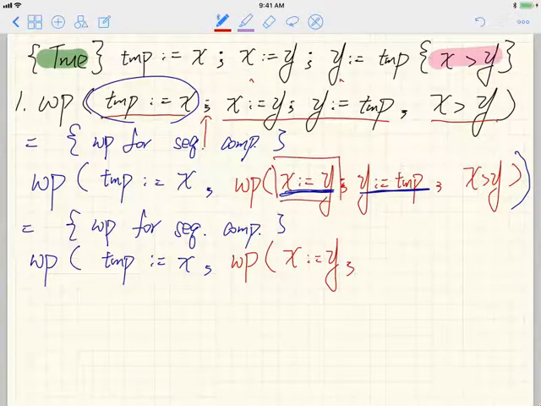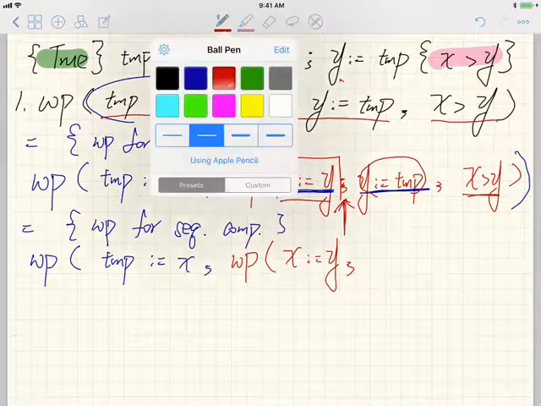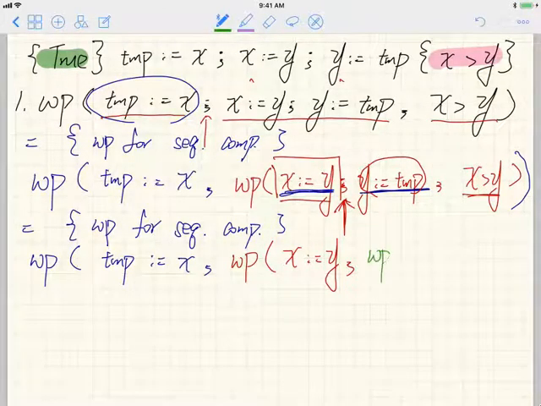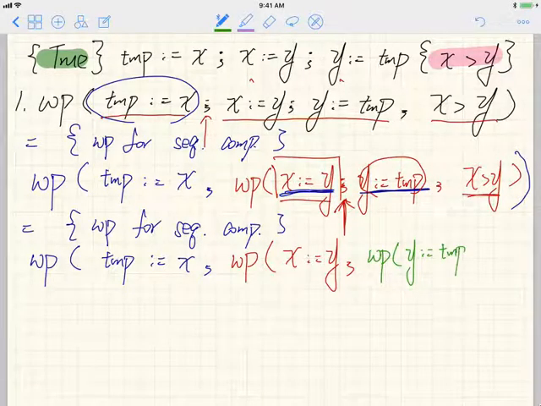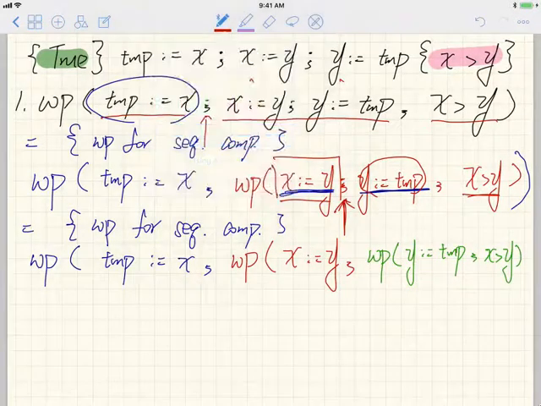Now, what's gonna be the ending condition for that? It's gonna be for y is assigned to temp to establish x larger than y. So again, let me use a different color. How about green? So now it's gonna be the WP for y is assigned to temp, and that one should establish x larger than y. Now let me close that properly, red and blue.